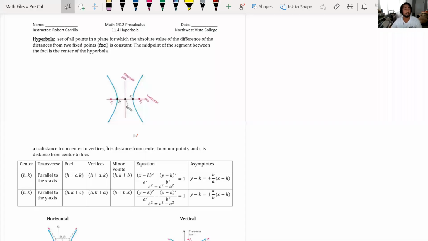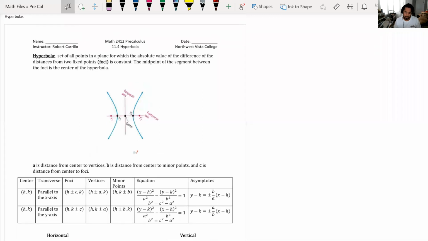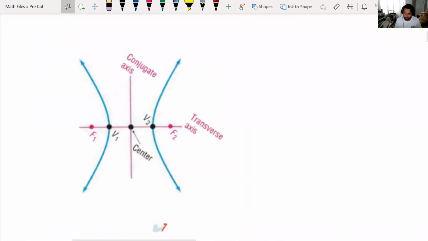All right, this is 11.4 hyperbolas, the last of our conics for this class. Definition of a hyperbola is the set of all points in a plane for which the absolute value of the difference of the distances from 2 points, the foci, is constant. The midpoint of the segment between the foci is the center of the hyperbola. Okay, whatever that all means, right?